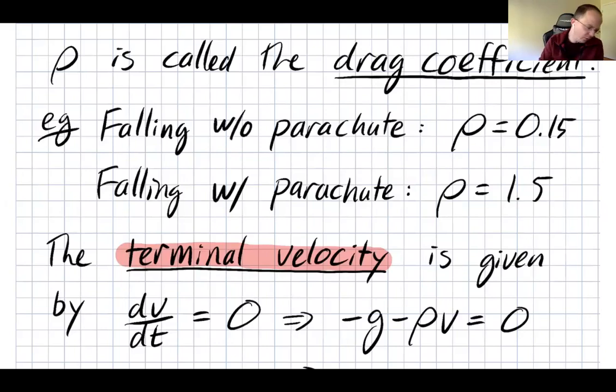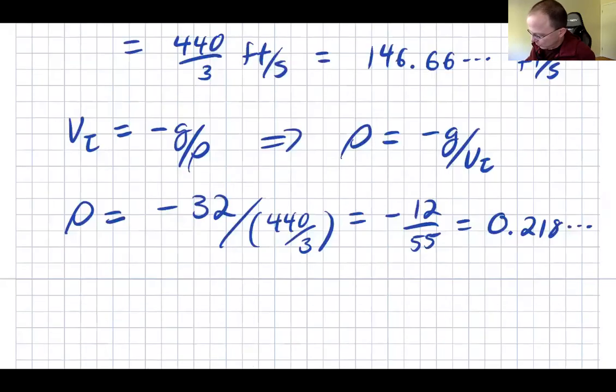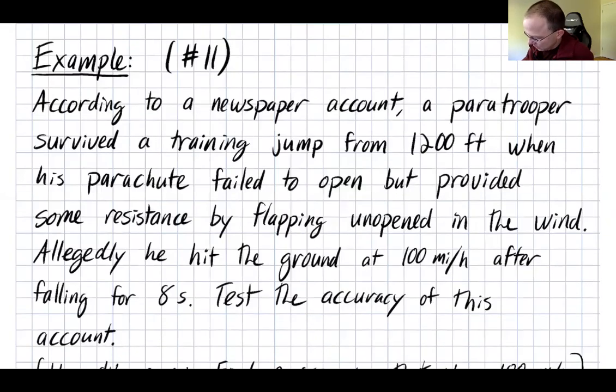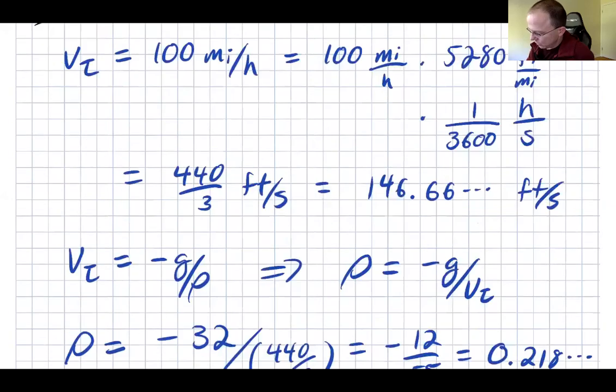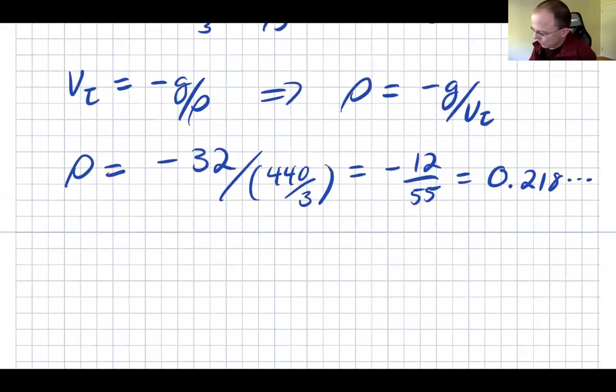And in this example of this paratrooper, it was about 0.218. So a little bit more than falling without a parachute. Okay, I'm glad we checked that out. So there's our drag coefficient right there, 0.218.